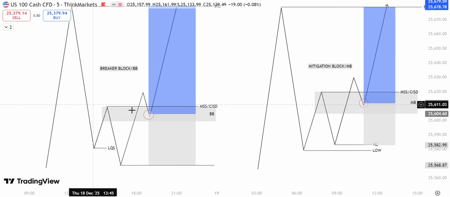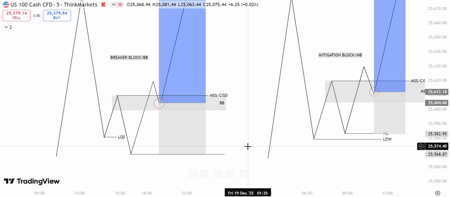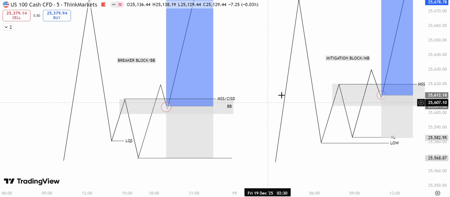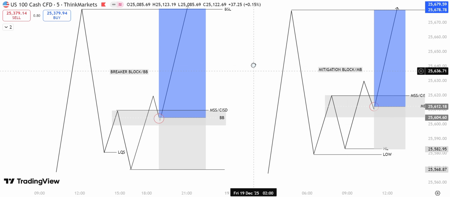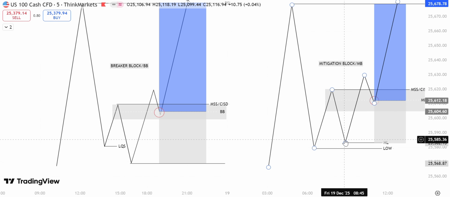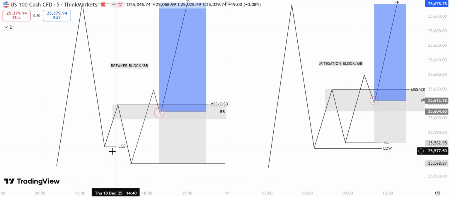Now, how can you identify this? I will show you some examples as I mentioned before, but I will just give you some tips. The first thing to identify the breaker block is that you have to have a liquidity sweep. Instead of the mitigation block, where you have a low and a higher low, for example, in this example, you have to have that low. This low has to be broken.